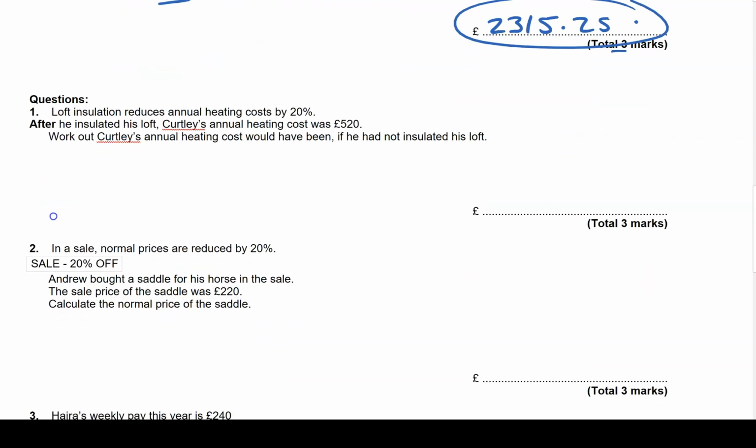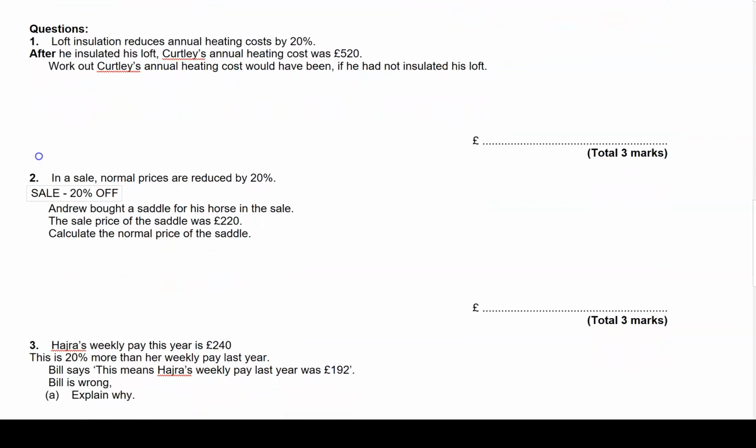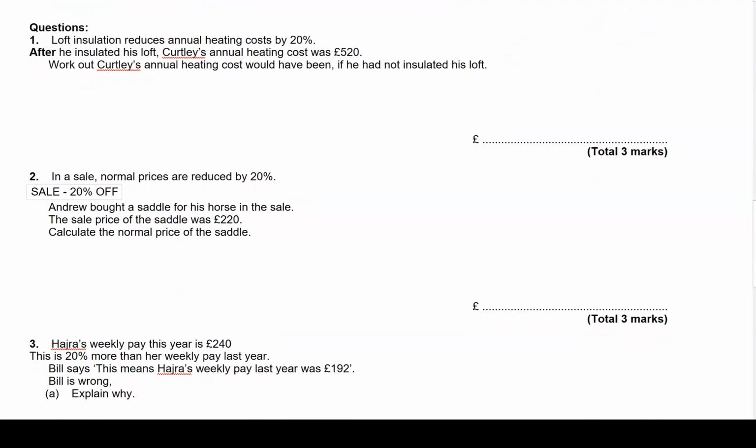Okay, next set of questions should be predominantly on reverse percentages. So, loft insulation reduces the annual heating cost by 20%. After he'd insulated the loft, his heating was that. What would it be if he wasn't? So we had the cost before, that reduced by 20%, and my answer was 520. So the cost would have been 520 over 0.8. 520 over 0.8 is £650.